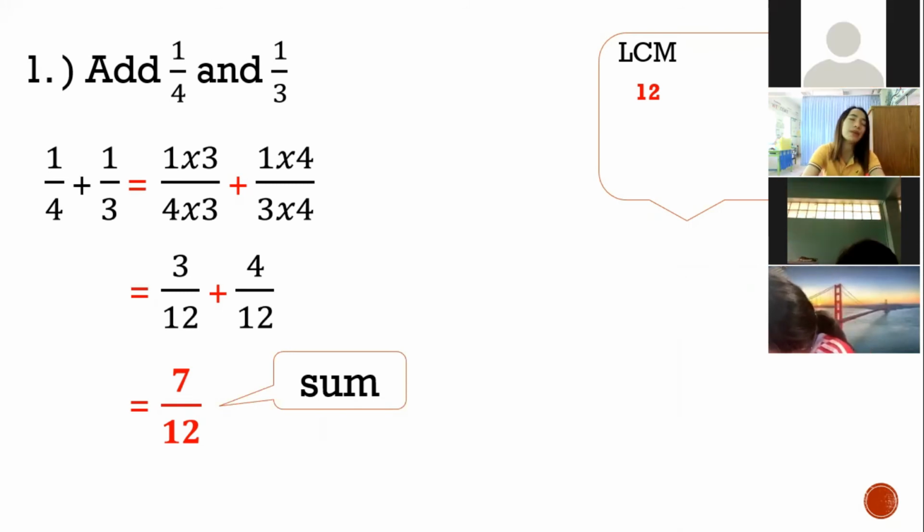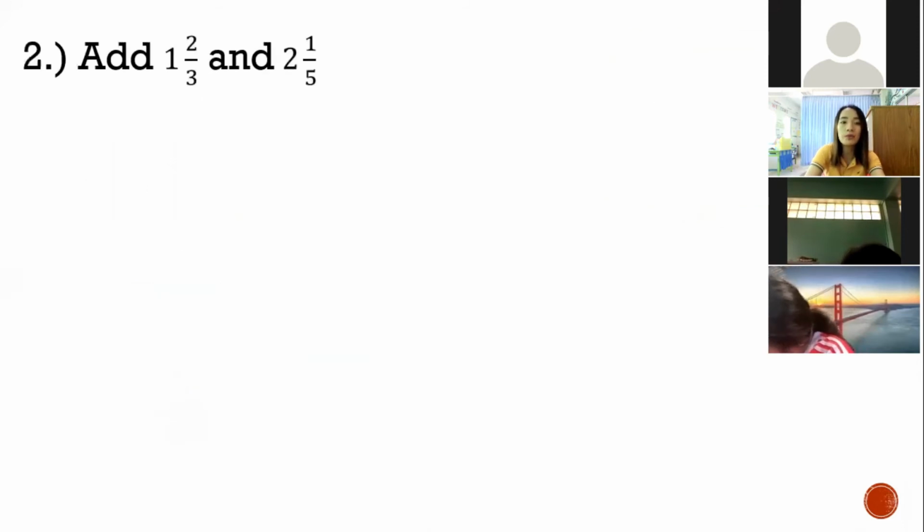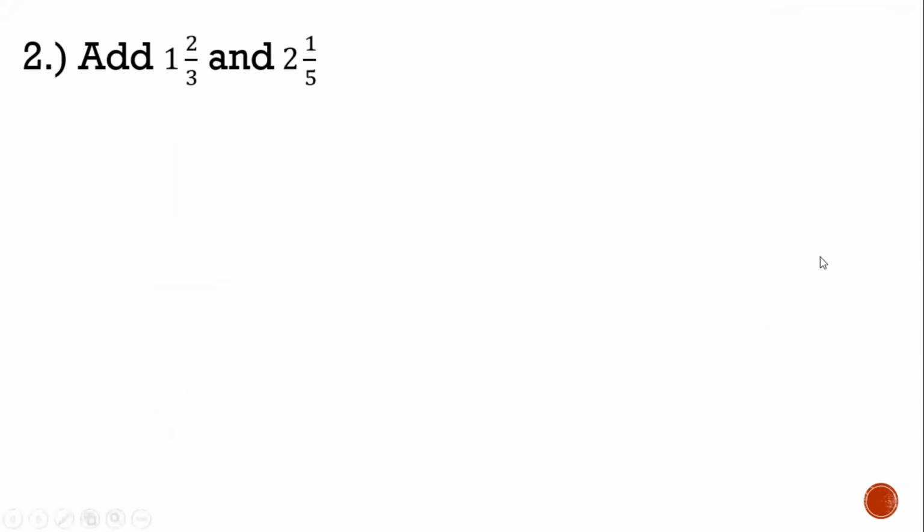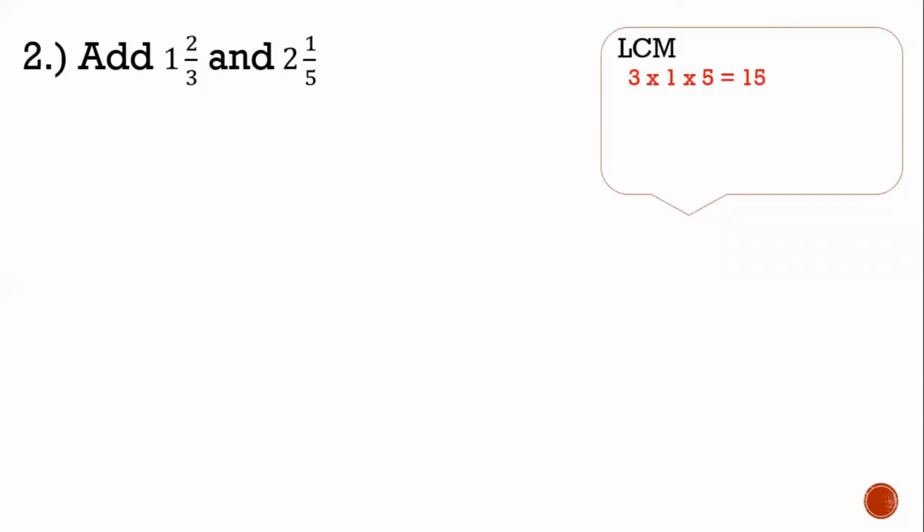So let's move on to number 2. Example, add 1 and 2 over 3 and 2 and 1 over 5. These fractions are mixed numbers. First, we need to find the LCM of 3 and 5. What is the answer? 15. Very good. Next, we will convert 1 and 2 over 3 and 2 and 1 over 5 into improper fractions. 1 and 2 over 3 equals 5 over 3. How about 2 and 1 over 5? It equals 11 over 5. So 5 over 3 plus 11 over 5.